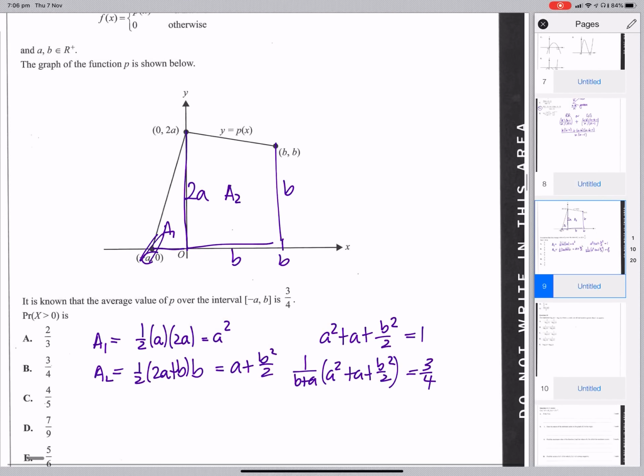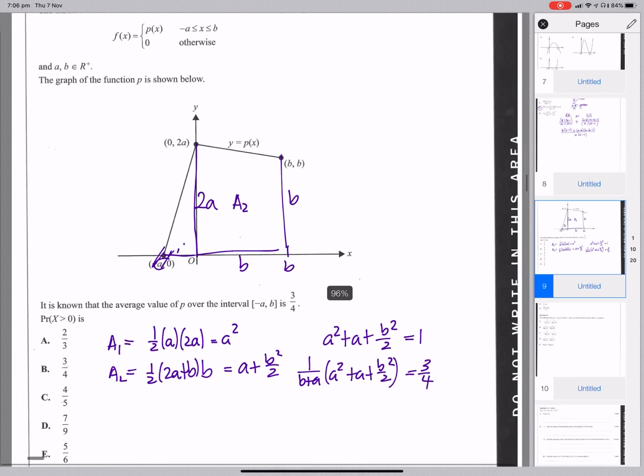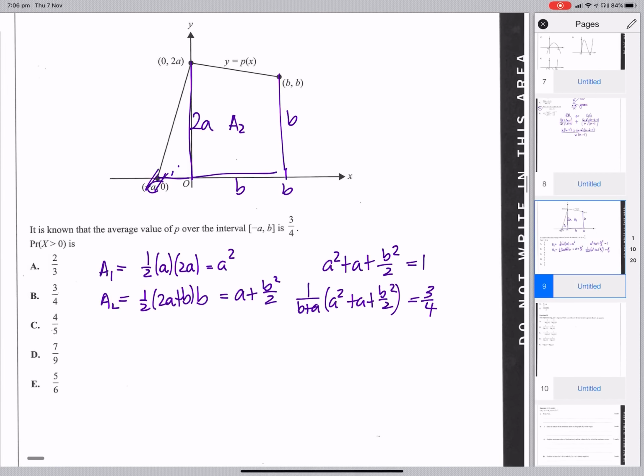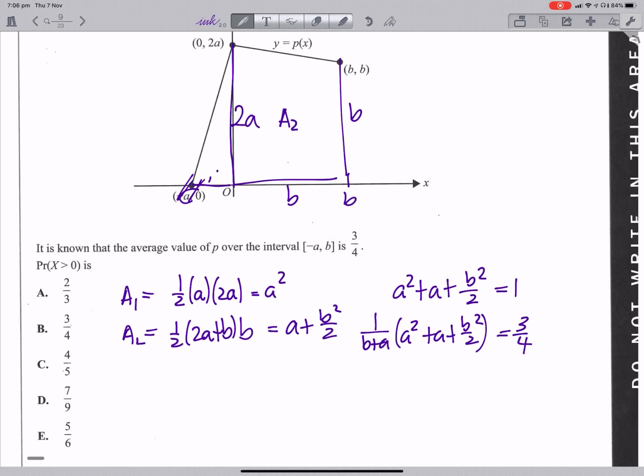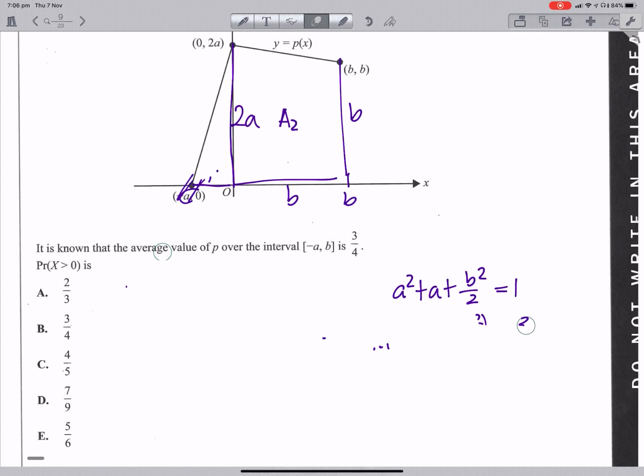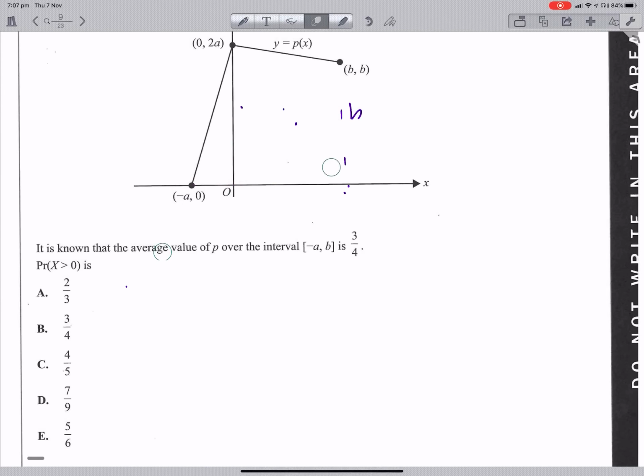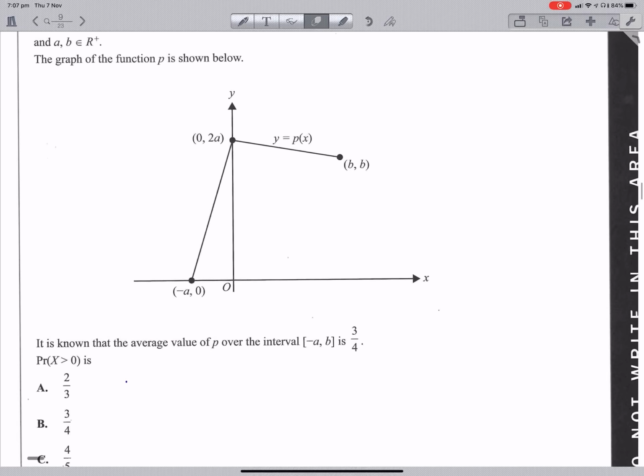What I always tell students: go back, try it again. I don't know what is going on with this thing. Okay. So when you go back, just start the whole question again. This has already taken way too long. Okay.